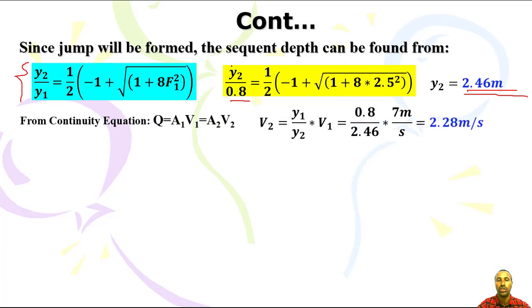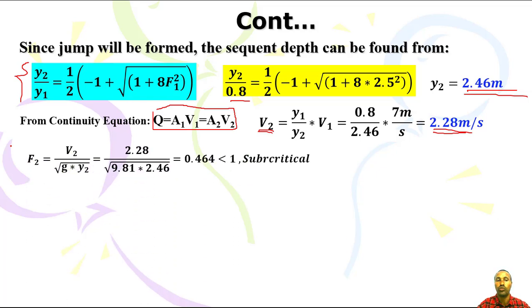And from the continuity equation, Q is equal to A1 times V1 is equal to A2 times V2. Then V2 we can calculate as Y1 over Y2 times V1. This is the velocity in section 2, which is 2.28 meters per second. Once you compute this, you can calculate the Froude number at section 2: V2 over square root of g Y2. This is 0.464, which is less than 1, so it is subcritical flow.